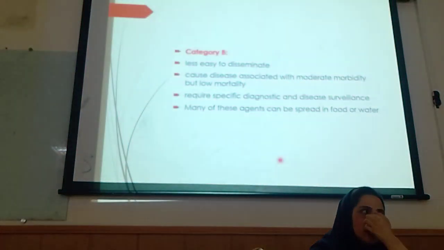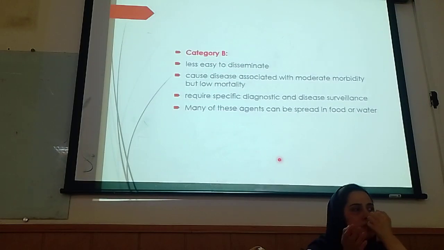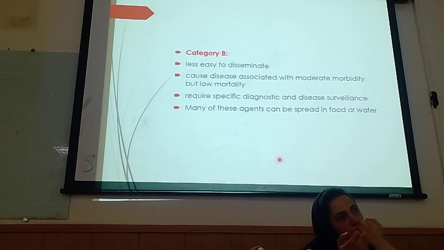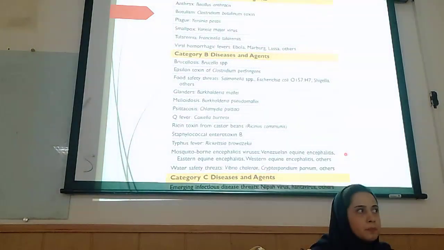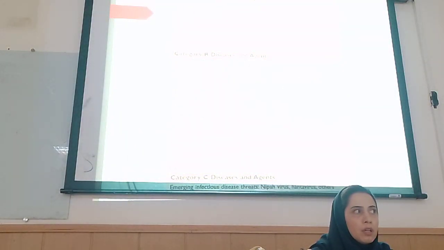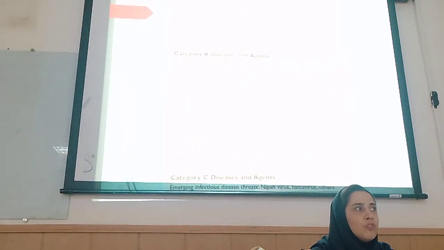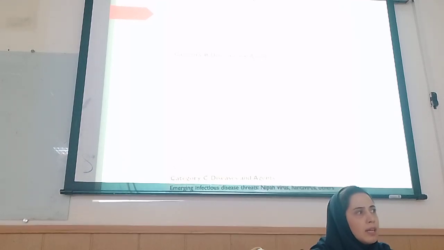Category B. Category B agents are less easy to disseminate, and the diseases that they cause have a moderate morbidity and low mortality. So they are less dangerous. And they require specific diagnostic and disease surveillance and many of them can be spread in food or water. For example, Brucella, Clostridium perfringens, Salmonella, E. coli, Shigella, and other agents.